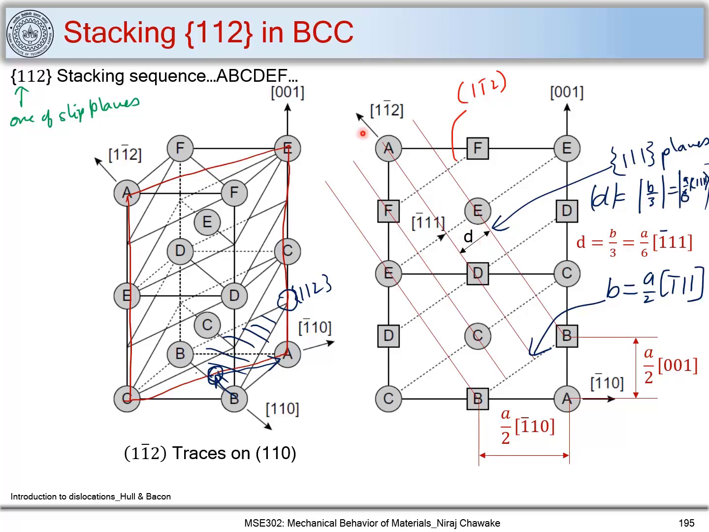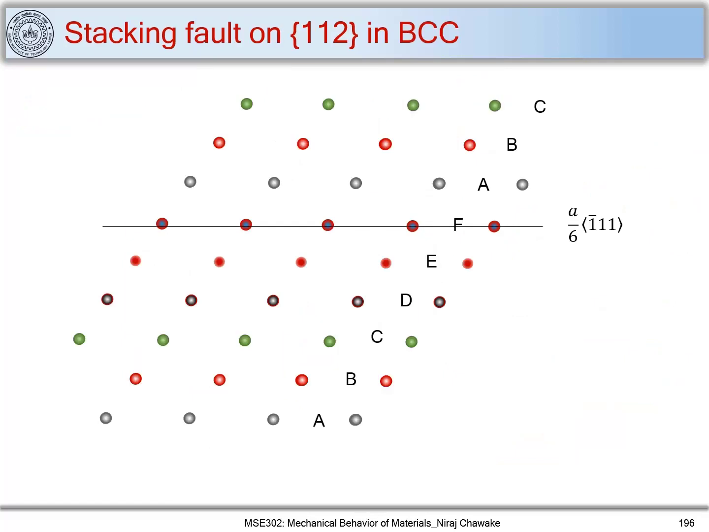Now if you look at these lines or planes, you can say that the positions of B and E resemble each other, positions of D and A resemble each other, positions of F and C resemble each other. So the arrangement of these planes will play a role when we talk about a stacking fault in the case of BCC. Now let's move ahead, and we have seen the stacking of this A, B, C, D, E, F in this fashion.